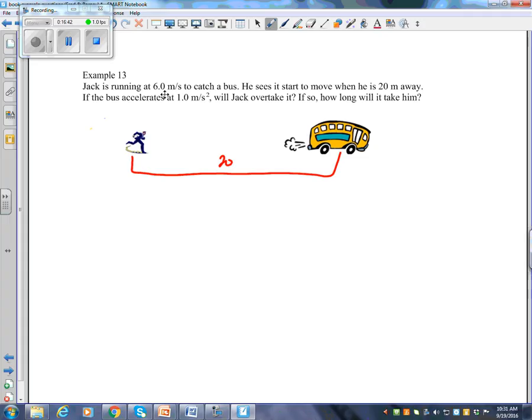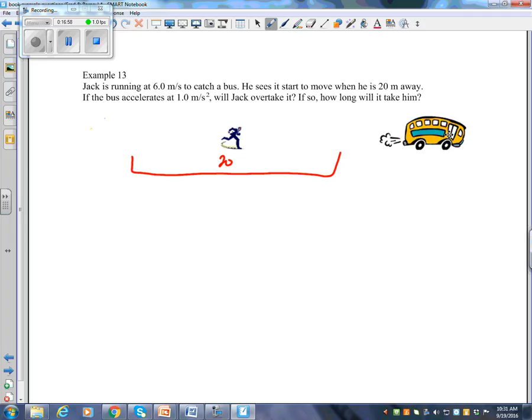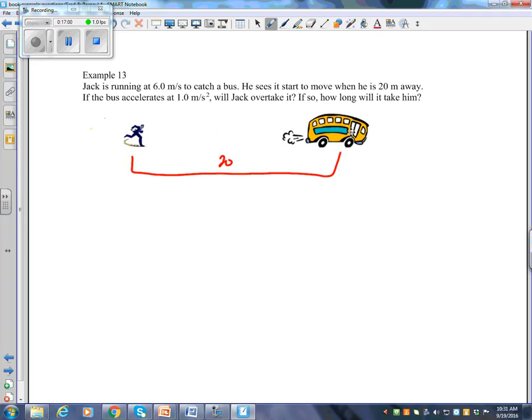If Jack catches the bus, they are in the same position at the same time. Is the setup the same? Yes. In fact, it's exactly the same. There's only one small, tiny little difference. There is no negative. The bus is moving to the right. Good luck.